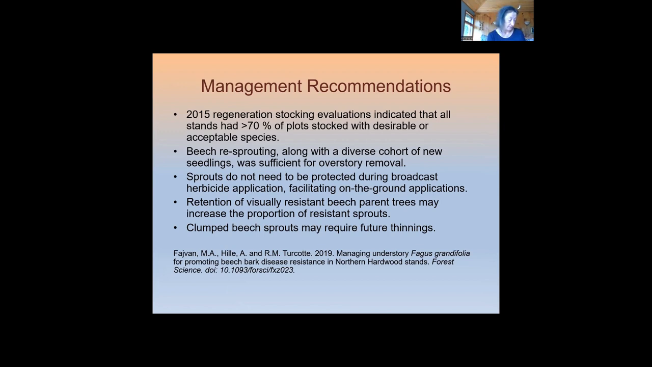Okay, just trying to see if there's any more points I missed. I also want to point out that the publication listed here at the bottom, which is what I'm basically reporting on here, has a lot more detail and a lot more tables and data. And if anybody would like a copy, just send me an email and I can send you a PDF, or you can just look it up. It's in Forest Science. And that's it.